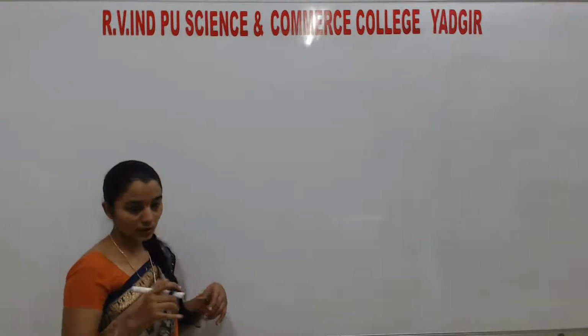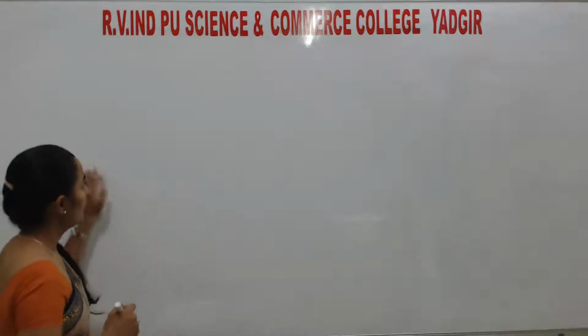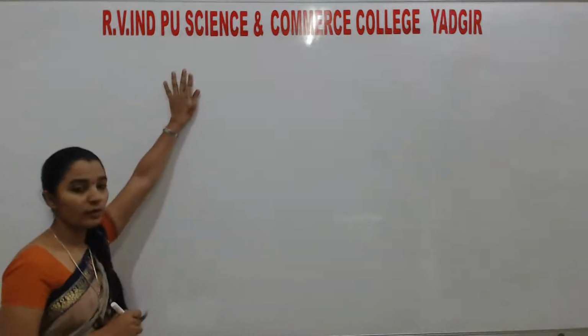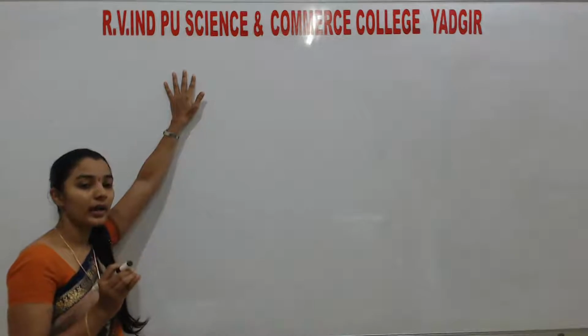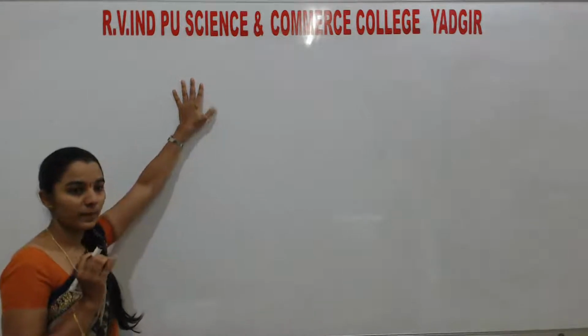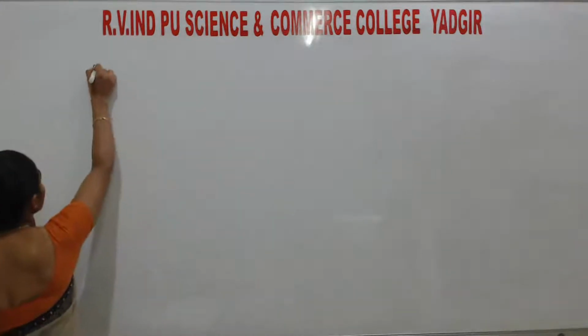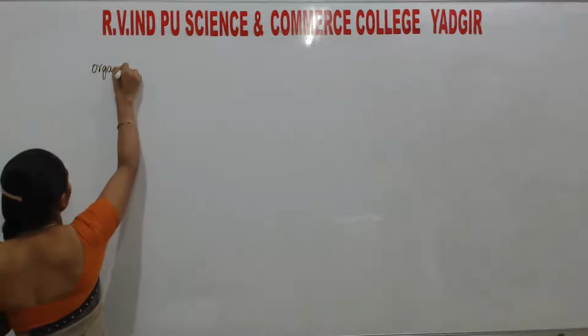So this is all about the classification. I'll explain one by one. What are organic compounds first? Initially, I'll write the definition and example.